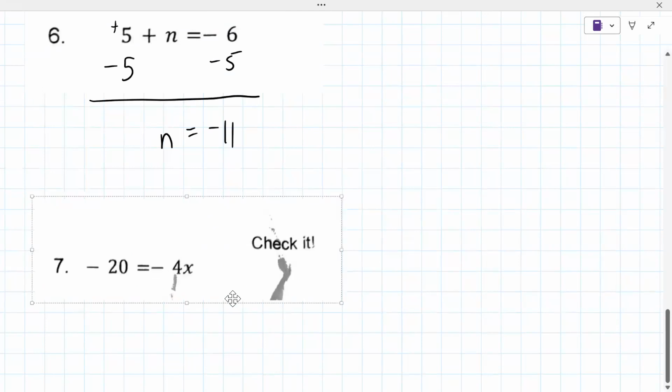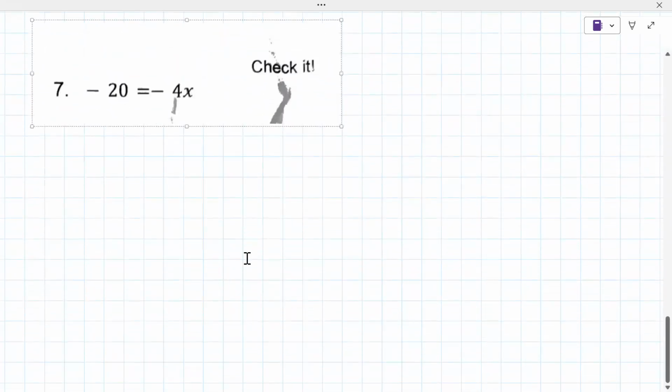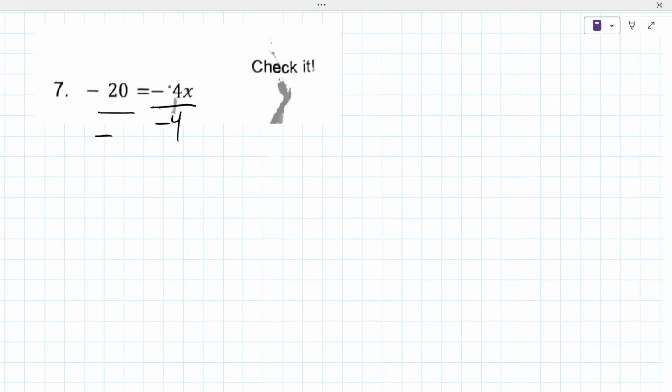Okay, next one. So for this next one, how would that work? You always divide by the number in front of X. What's the number in front of X? -4. Yes, you divide both sides by -4. And it's okay to move the variable and then put the result there on the right.